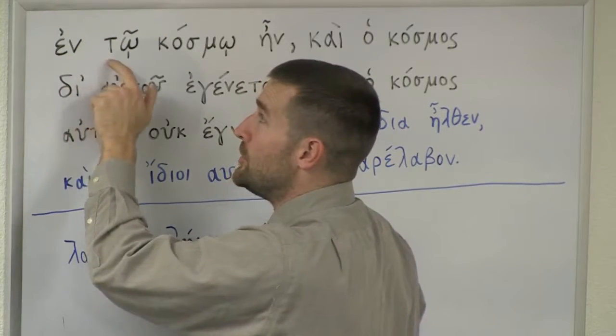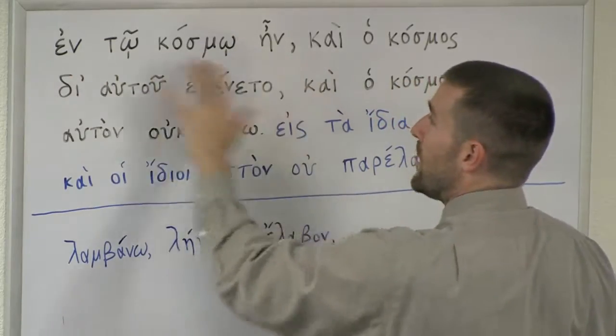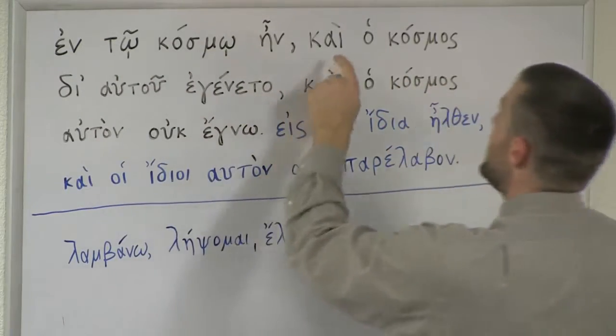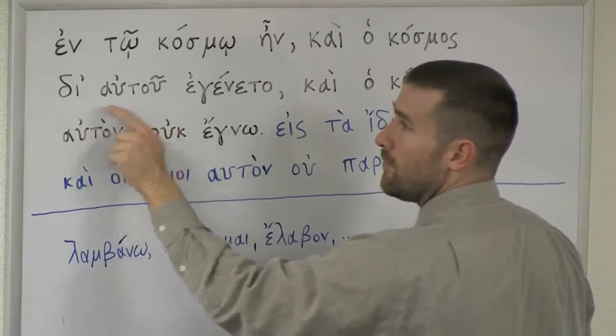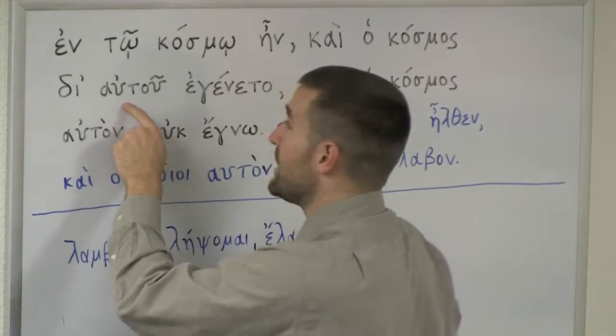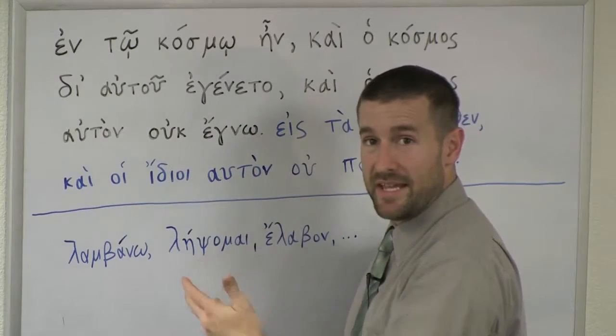En to kosmo, in the world. We're pronouncing tau with a D sound because it follows nu. So en to kosmo, in the world was, or He was in the world. Kai o kosmos, and the world. Di' autou, by Him. We've seen that phrase a few times already.